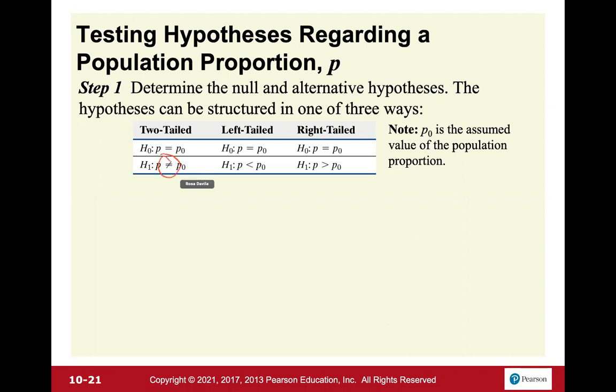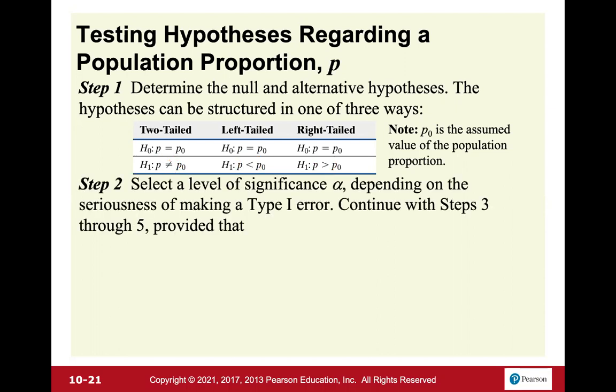So we either have not equal to, it being a two-tailed test. Left tail test is going to be less than, our population proportion is less than our point estimate. And our population proportion is greater than our point estimate. So that would be a right tail with that last one.